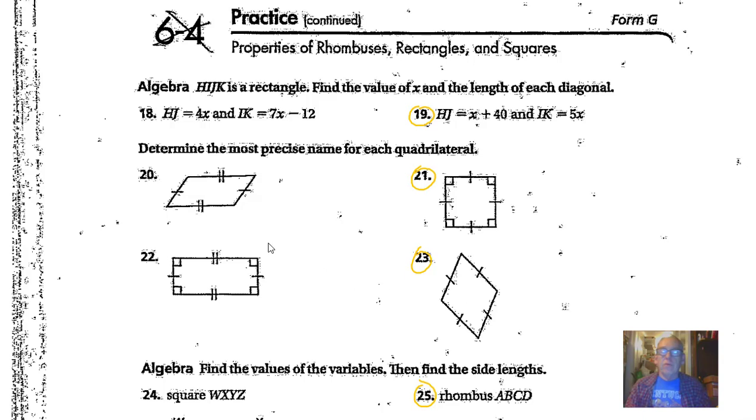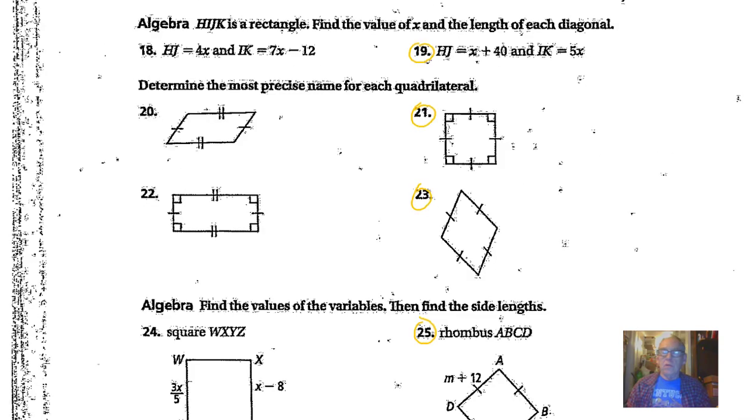20 through 23, we want to name the most precise name. So you should be able to see that this is marked as a rhombus with right angles, which makes it a square. And this is a rhombus. And number 19, these diagonals now, one's x plus 40, the other's 5x, like the ones on the other page. You set them equal to each other and solve for x. And then find the length of the diagonal also.